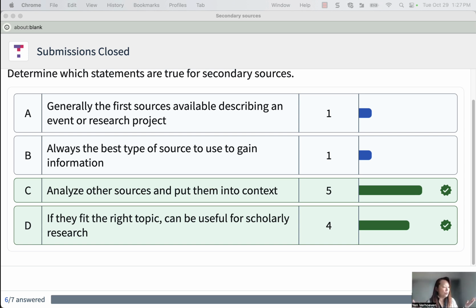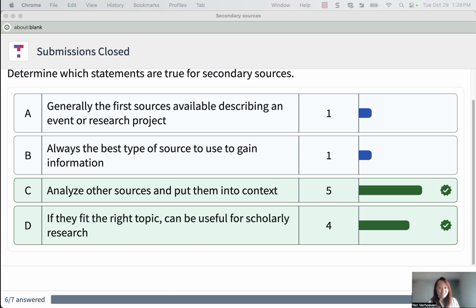A lot of you, most of you, went analyze sources and put them into context. Absolutely. The textbook analyzes these other sources, puts them into context, right? Blogs tend to be secondary sources too if they're synthesizing from multiple sources of information. So the tip-off for a secondary source is if it occurs after the event and it's discussing or talking about primary sources, it's a secondary source. It comes second after the first pieces of information that come out, okay? And then again, you see D, both primary and secondary sources, if they fit the topic, right, can be useful for scholarly research. Both of them are used for scholarly research.